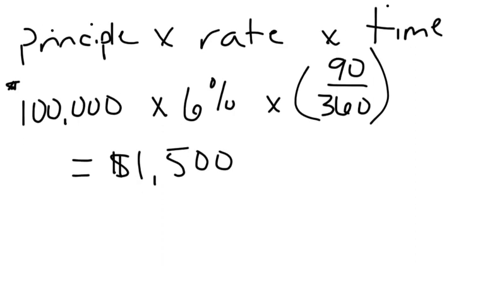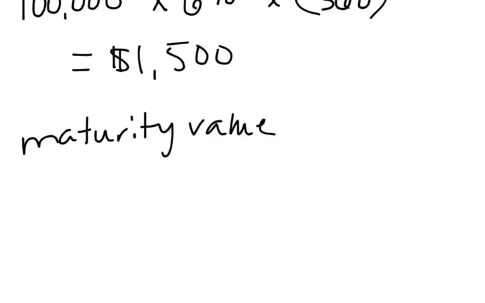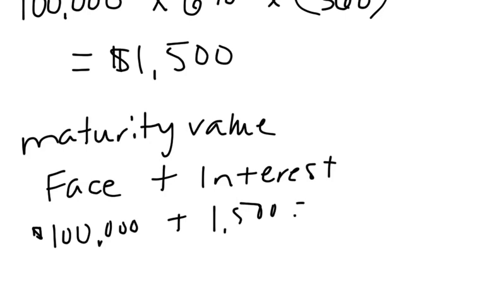Another term you'll hear referred to when we talk about notes is maturity value. When a note matures, it is due. So in 90 days, the note will be mature and will need to be paid plus interest. So the maturity value is the face or the principal plus interest. So for us, that's that $100,000 plus the $1,500 in interest. So the total maturity value is $101,500. That's the total amount that will need to be repaid to the payee on this note, or to us in this instance.